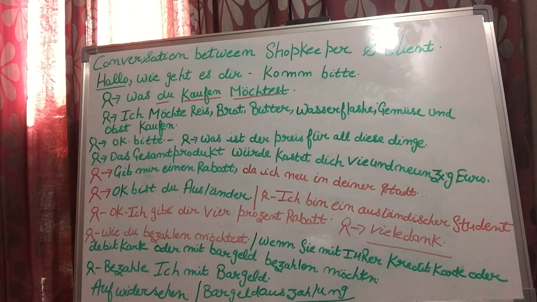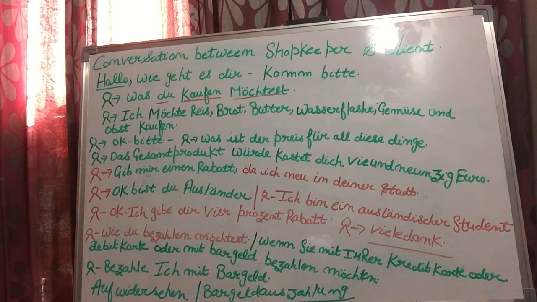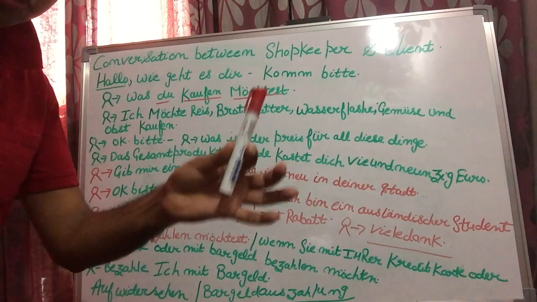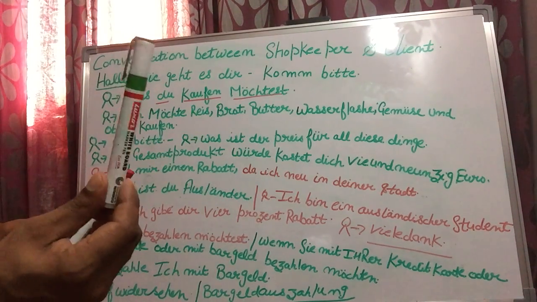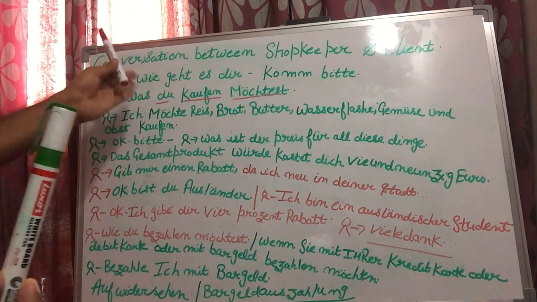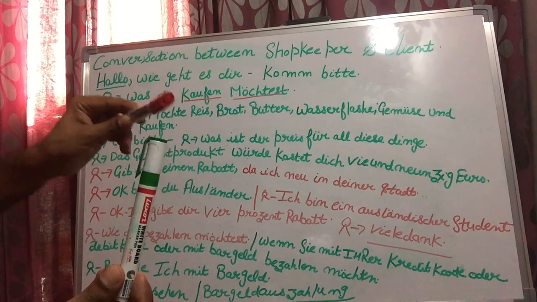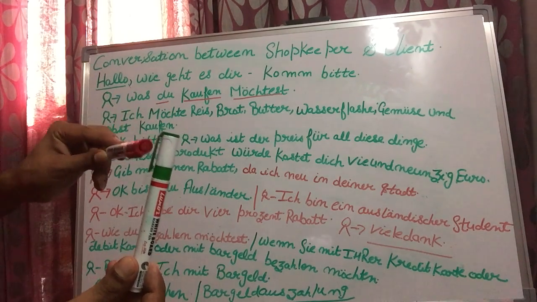If I'm asking what you want to buy, speak after me. Was du kaufen möchtest? Speak up. Was du kaufen möchtest? So it means what you want to buy. So again, speak after me. For example, I'm a shopkeeper and you're a client. There's a conversation between the shopkeeper and the client. The red one will be the shopkeeper and the green one the client. The red one asks, Hallo, wie geht es dir? Komm bitte. Was du kaufen möchtest?